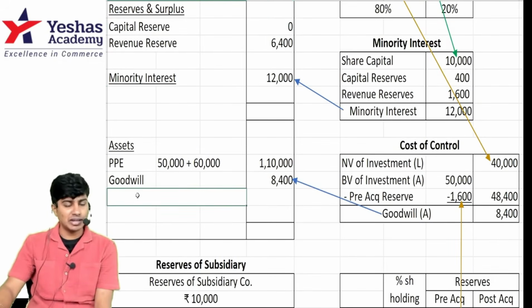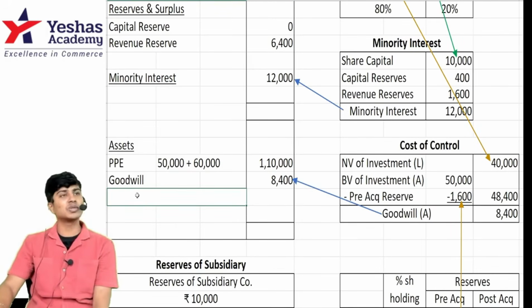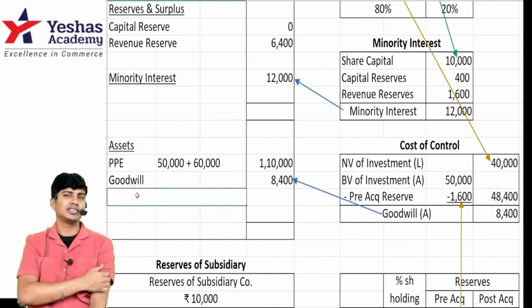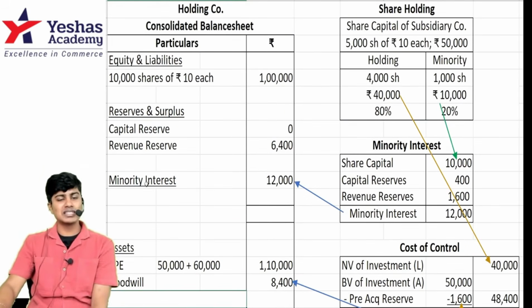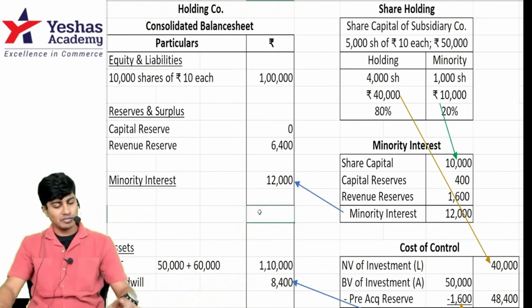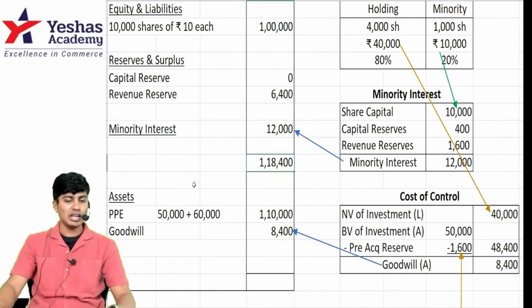If there is goodwill, there is no capital reserve. If there is capital reserve, there is no goodwill. If both are there, no marks will be given. Why? You have made a mistake. Understood this? Now check the total. 1 lakh plus 6,400 plus 12,000. 1 lakh 18,400. 1 lakh 10,000 plus 8,400.